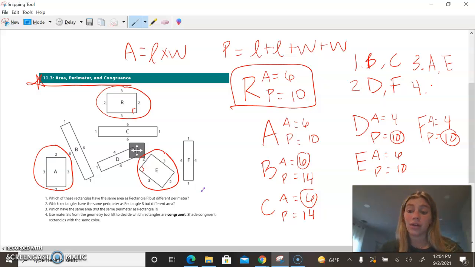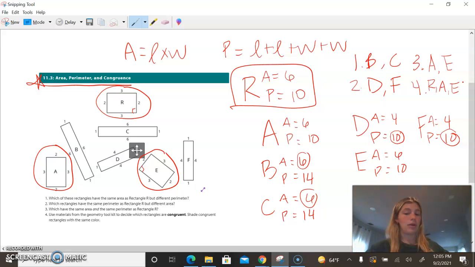So that leads us right into problem number 4. Now remember, all this should be getting written down on your paper as well. So it says to use materials from the geometry toolkit to decide which rectangles are congruent. We don't need anything like that. We're just going to list congruent rectangles, okay? So let's start with A, R, and E. Clearly, we just talked about how all 3 of those rectangles are congruent. So the first list of congruent rectangles I'm going to write are R, A, and E. And I know they're congruent not only because they look the same, but because they have the same area and perimeter.